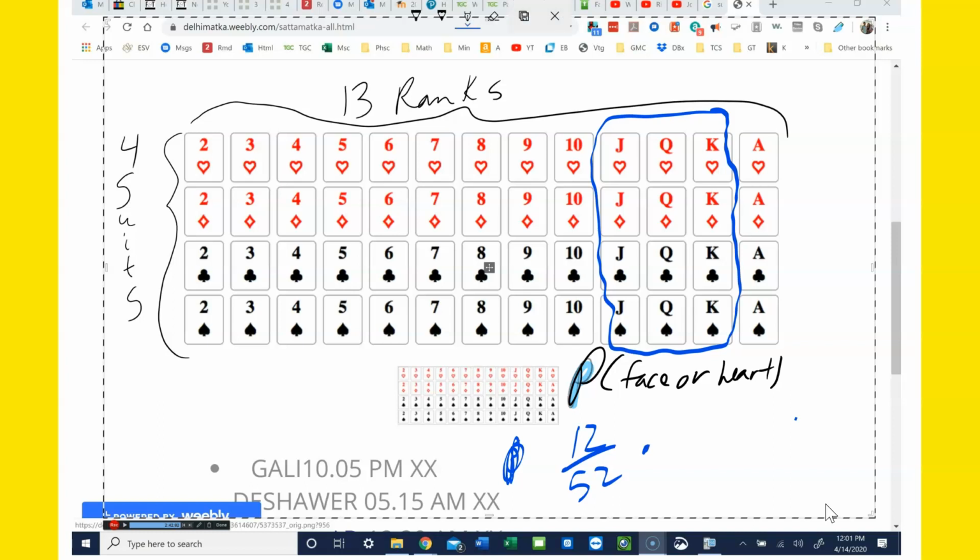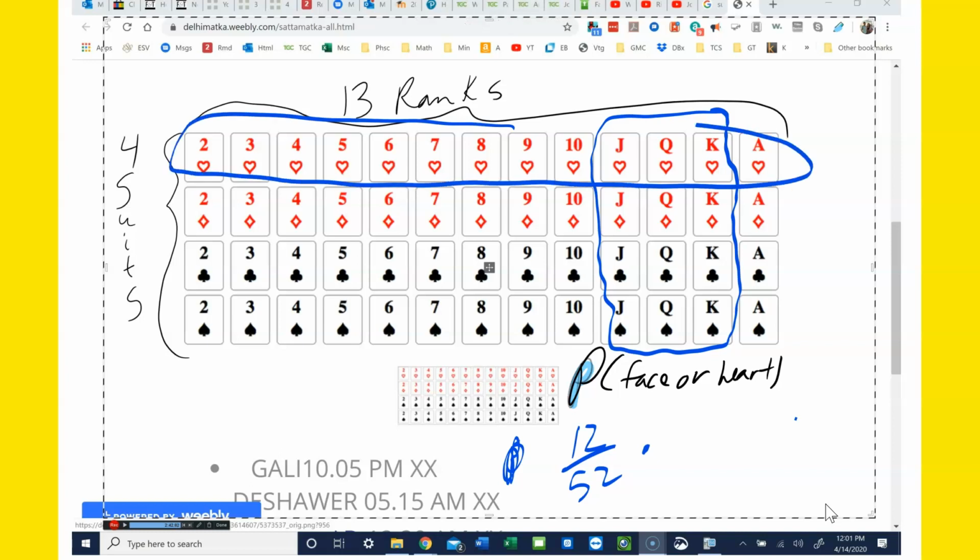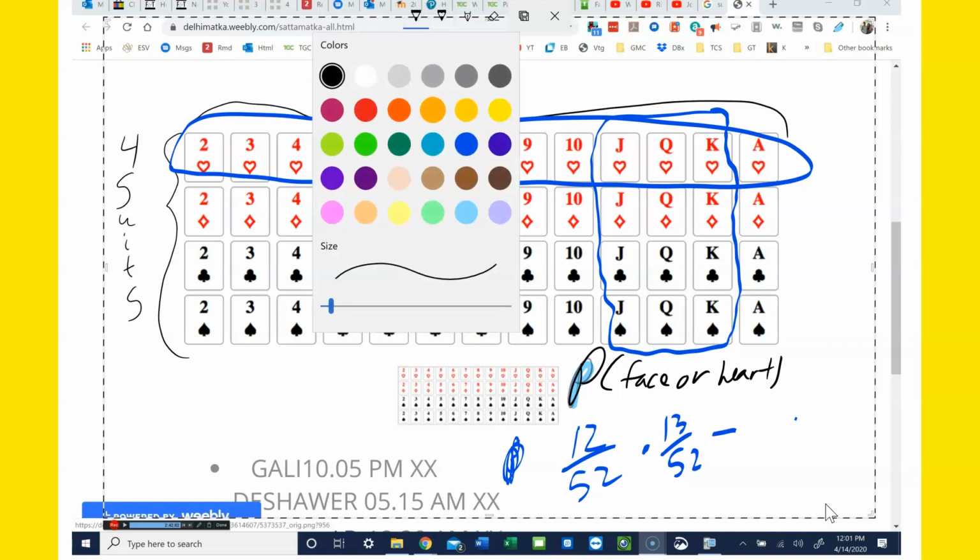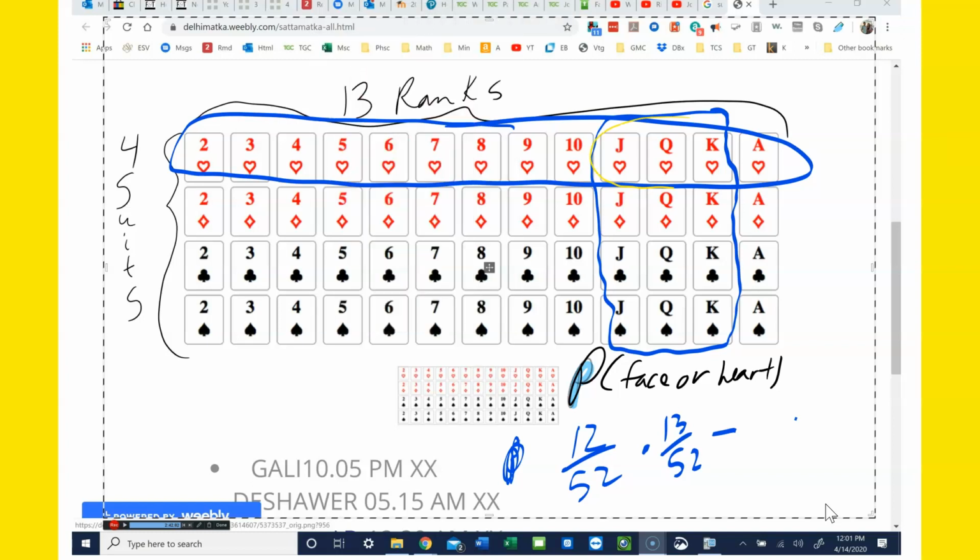Now, what's the probability that you're a heart? Well, the hearts are all of these. How many of those is it? 13 out of 52. But again, the problem is that we have counted some of these cards in both categories. We counted these cards twice. So how many cards did we count twice? We counted 3 of them twice. So minus 3 out of 52.